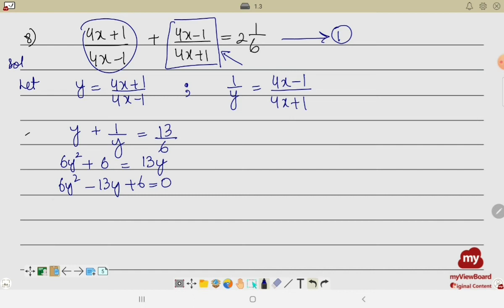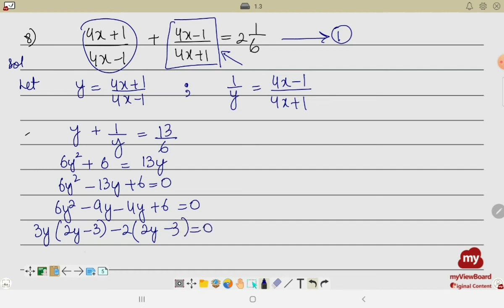So we are supposed to break down the middle term. 6 into 6 becomes 36, and we have to find the factors of 36 which will make 13 ultimately. So we have used 9 and 4 as the factors of 36, because 9 times 4 is 36 and 9 plus 4 is 13. So now we'll just take the common factor. Here 3y is the common factor, and here 2 is the common factor. So we are having 2y minus 3, and we are having 3y minus 2 equals 0.